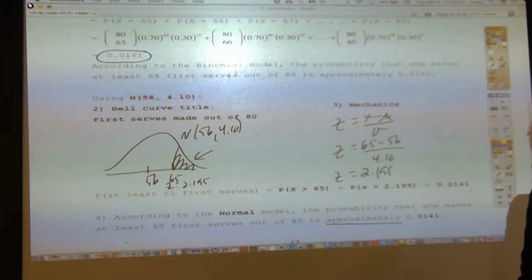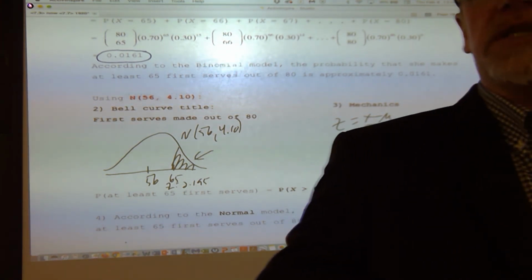We have the rest of the class today to take the quiz, so clear your desk completely, spread out, and we'll get started.